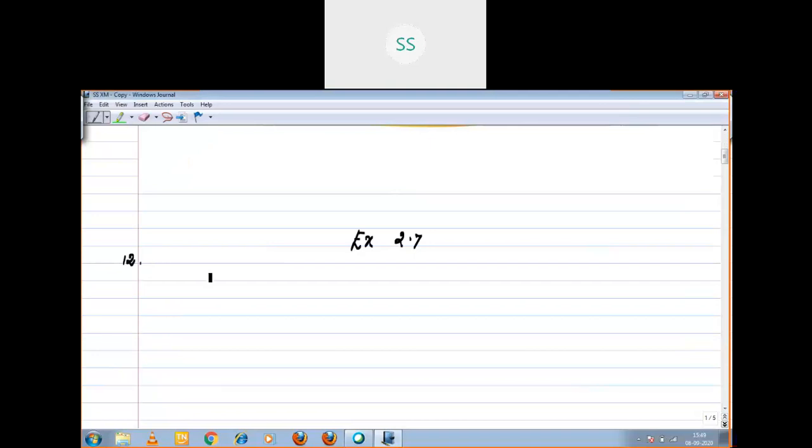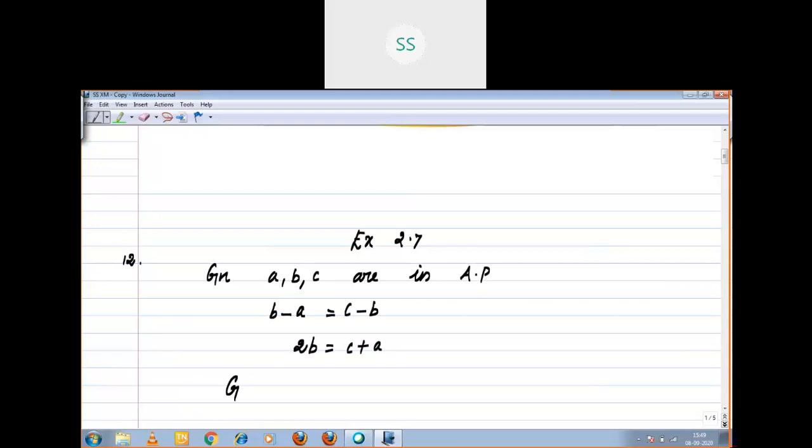They given A, B, C are in AP. AP means common differences are equal. That means the second term minus the first term equals the third term minus the second term. That means 2B equals C plus A. 2B equals C plus A.